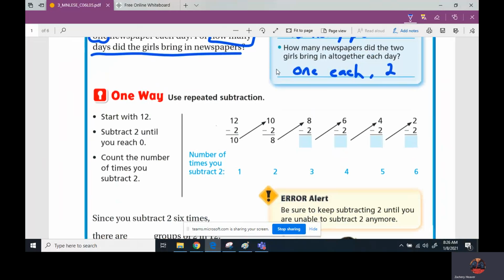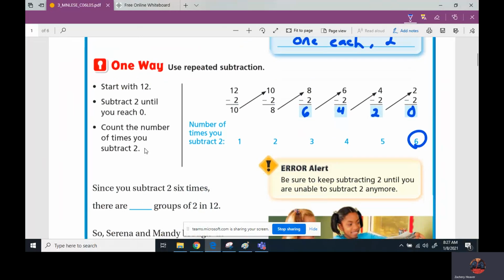Now, 10 minus 2 is 8. Go up. 8 minus 2 is 6. Go up. 6 minus 2 is 4. Go up. 4 minus 2 is 2. Go up. 2 minus 2 is 0. So this gives us all the days, which means 1 day, 2 day, 3 day, 4 day, 5 day. So they brought in a newspaper every day for 6 times.